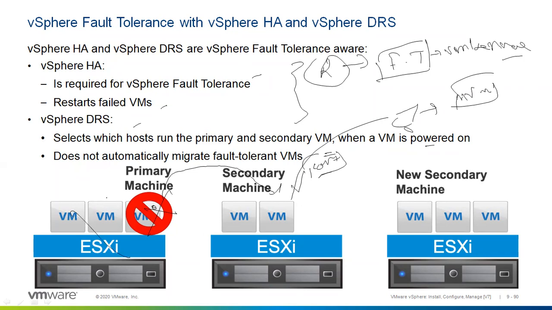But if this host fails, let us suppose a secondary VM is up, again what will happen is, because this is FT enabled, it will create a new secondary virtual machine, and this will become primary, and it will create again a new secondary VM for maintaining the fault tolerance.